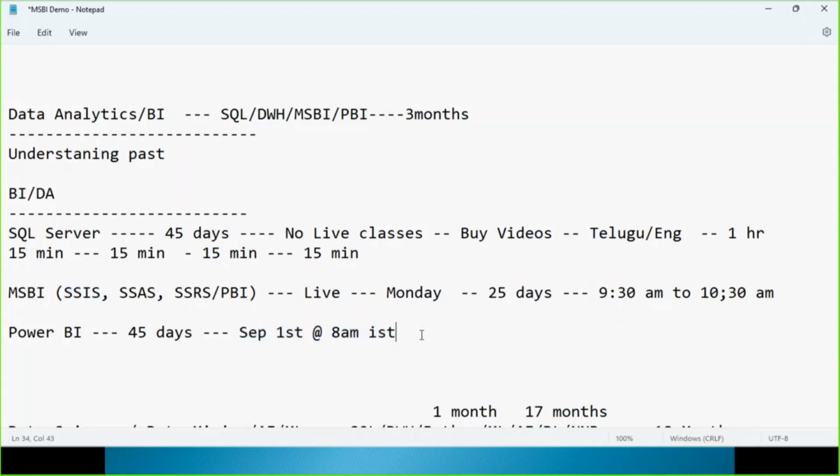Great. So along with Power BI and MSBI, you will also get data warehousing. This will be for 7 days. So these are free. You need not ask, you need not make the payment for this. This will be free. That will be given. Am I clear?